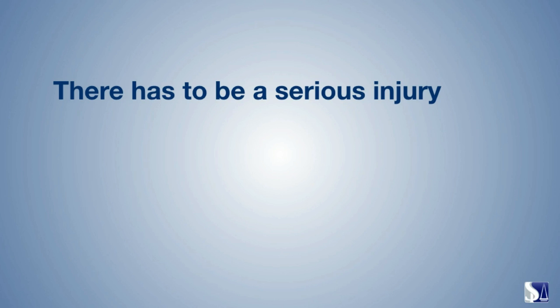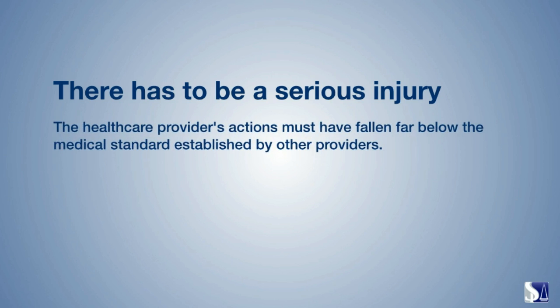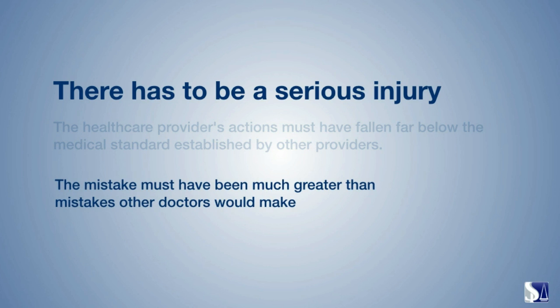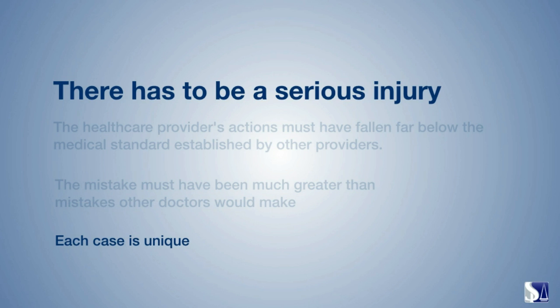The definition of medical malpractice states the healthcare provider's actions or omissions must have fallen far below the standard established by other healthcare providers. That doesn't just mean a mistake. It means a very serious mistake with serious consequences. The medical system does allow mistakes. Even the best doctors make them. To be medical malpractice, the mistake must have been much greater than the usual mistakes other doctors would make under similar circumstances. There's no set formula or book you can reference to see if a healthcare provider's mistake was grounds for medical malpractice. Each case is unique and stands on its underlying facts. Often, the issue of whether or not malpractice actually occurred isn't decided until a jury gives their verdict.